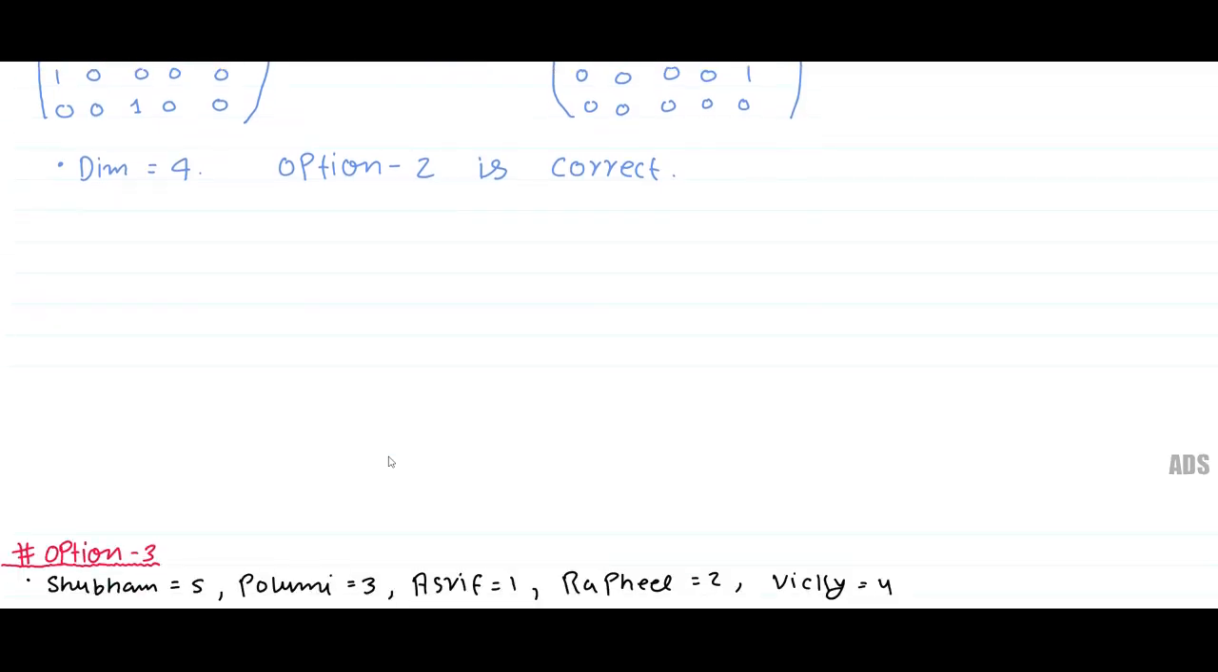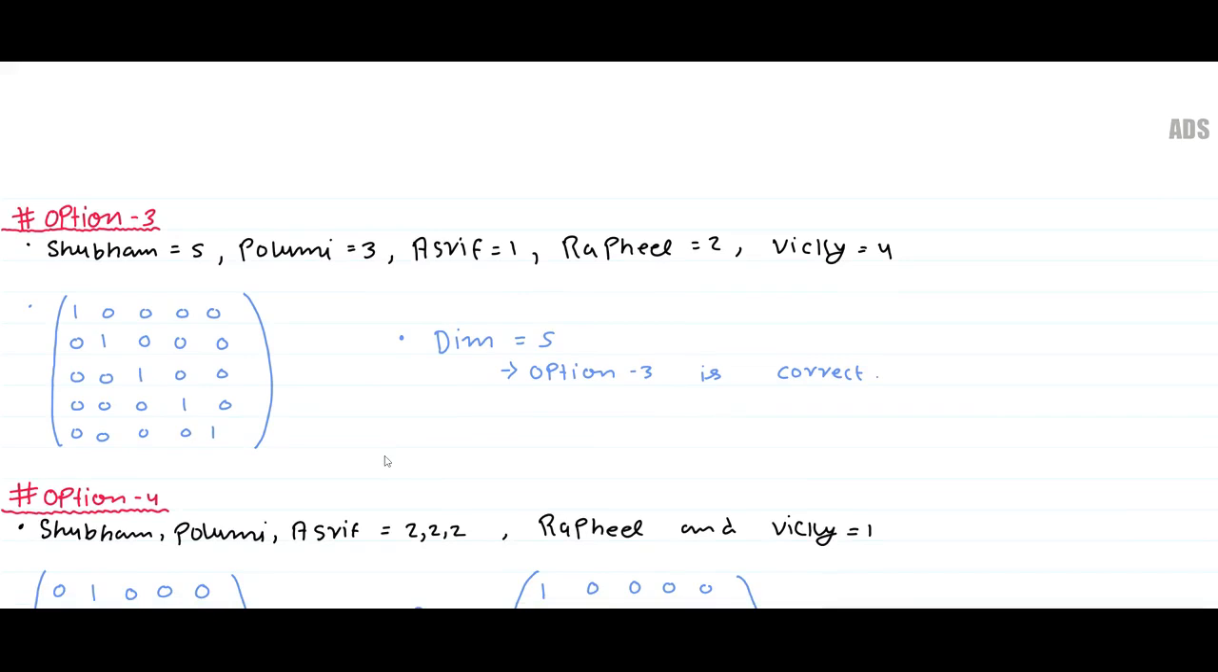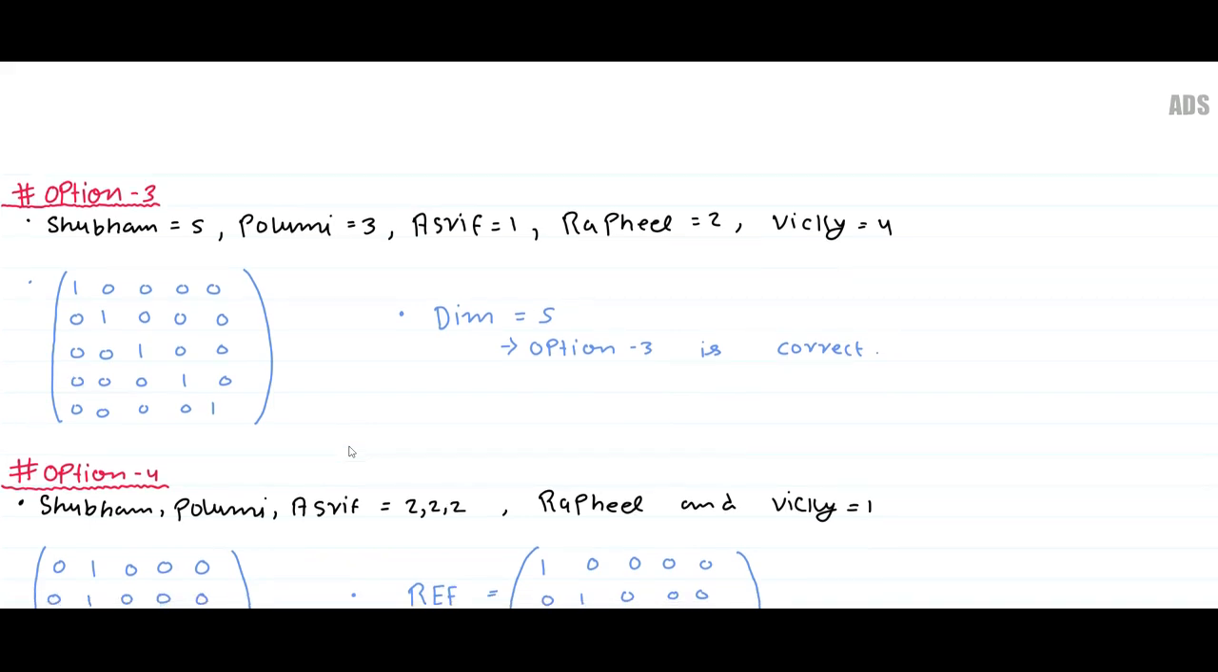Now if we see option number 3, it says that if Shubham gave a 5 star rating, Paulmi gave a 3 star rating, Asrifa gave a 1 star rating, Rafal gave a 2 star rating, and Vicky gave a 4 star rating, then the dimension of the vector space spanned by the row vectors corresponding to the ratings is 5. Again, after making its matrix and after reducing it, we clearly see that there are 5 non-zero rows. Hence its dimension is going to be 5. Hence option number 3 is also correct.